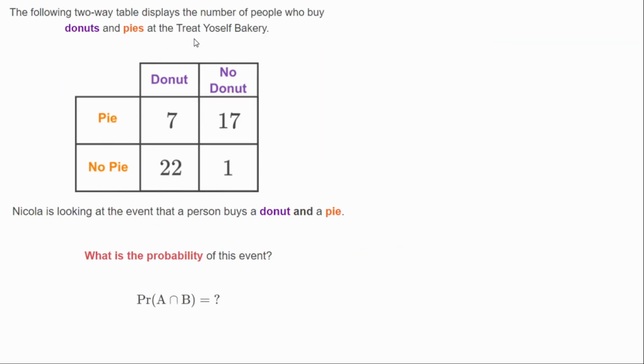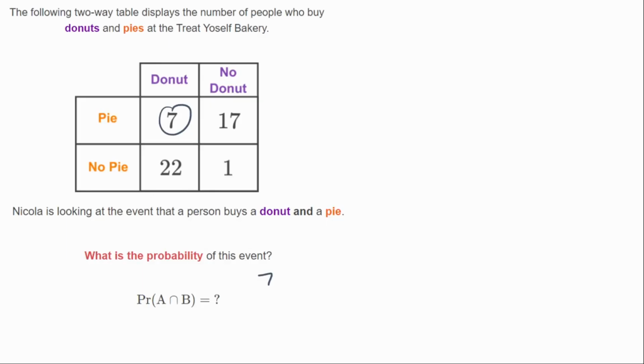It says the following two-way table displays the number of people who buy donuts and pies at the Treat Yourself bakery. So Nicola is looking at the event that a person buys both a donut and a pie. So that one's just this box here. So we know 7 is going to be part of the answer. And remember, probability is either written as a decimal or a fraction. Let's go with the fraction this time. So it's 7 out of the total.